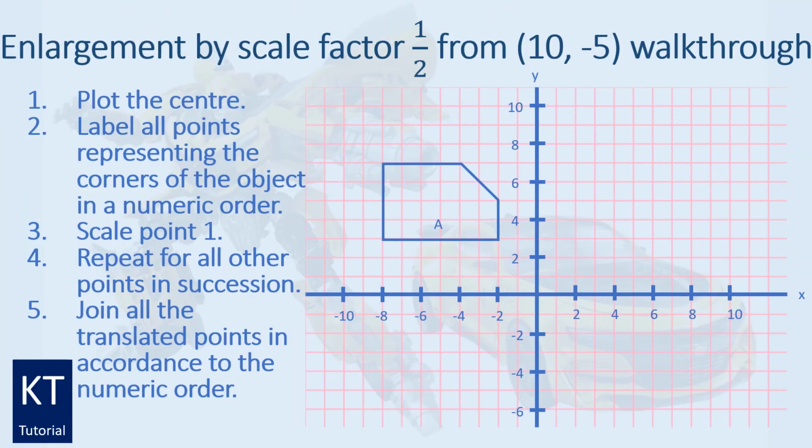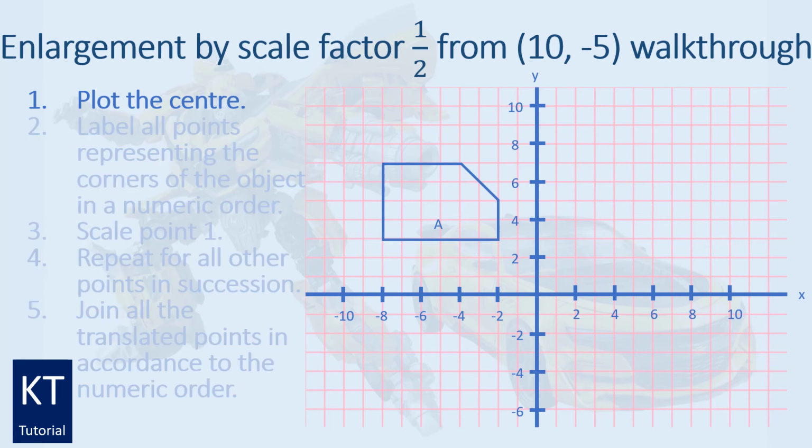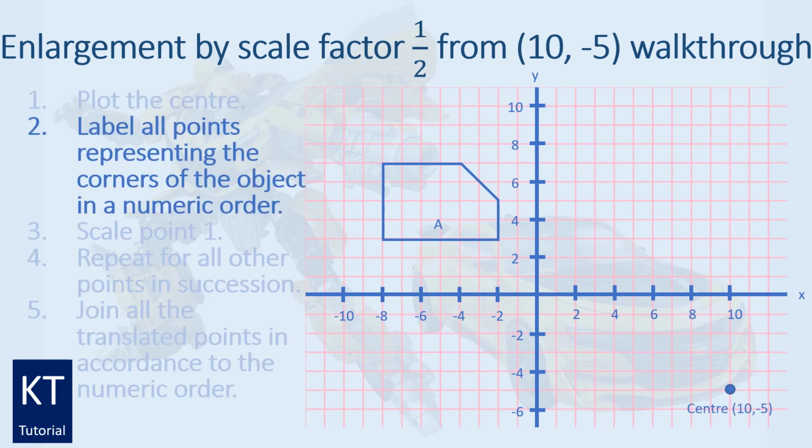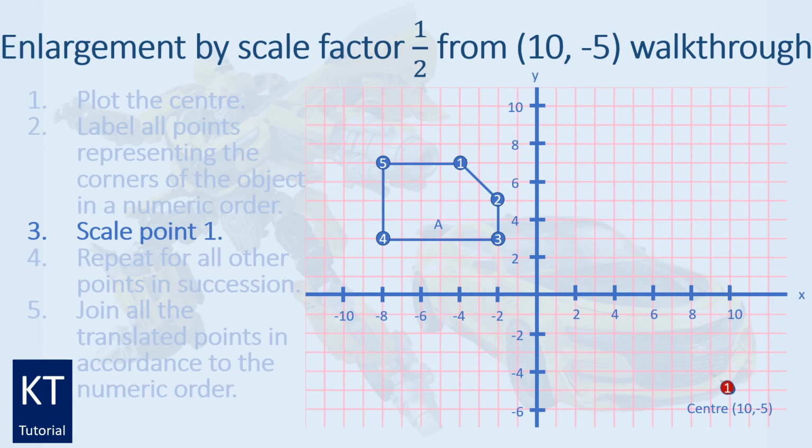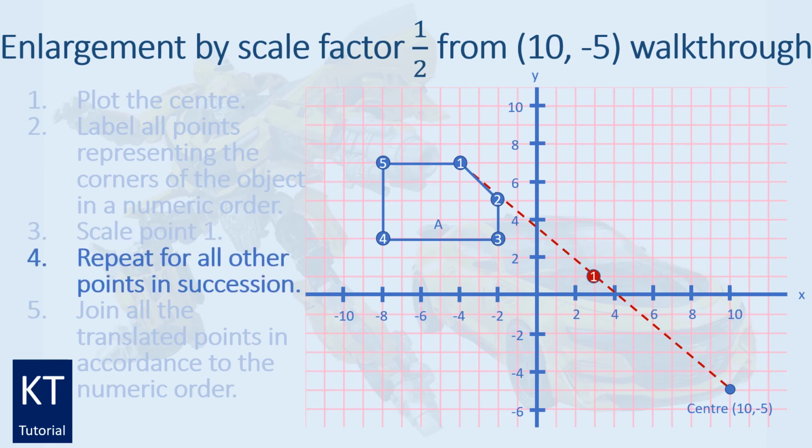We shall now perform a walkthrough of an enlargement by scale factor half from the center 10, -5. Step 1. Plot the center. Step 2. Label all points representing the corners of the object in a numeric order. Step 3. Scale point 1, in this case by a scale factor of half from the center 10, -5. Step 4. Repeat for all other points in succession.